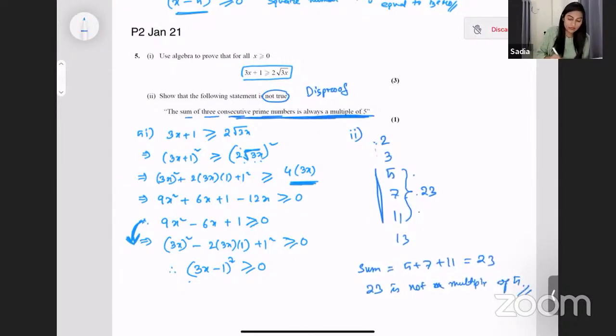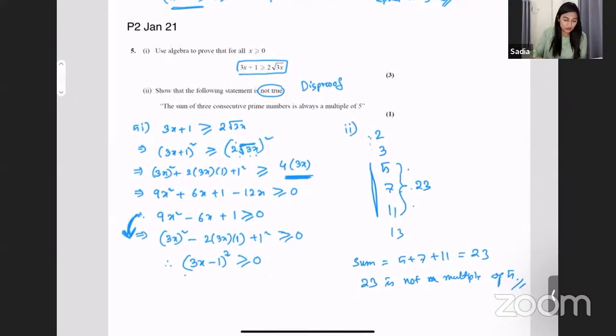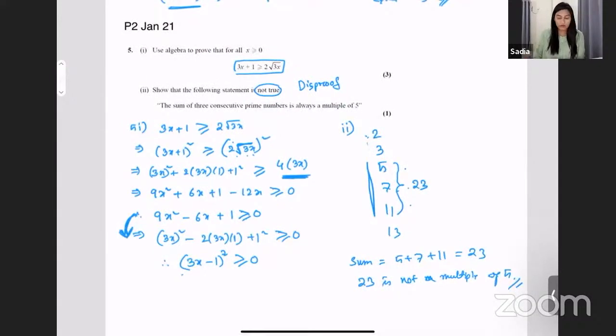But they actually mentioned that it's always going to be a multiple of 5, but we just proved them wrong. So that's what we had to do. This is kind of a counter example thing. So this is Jan 21 P2 number 5.